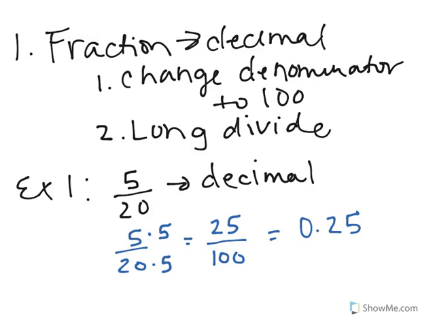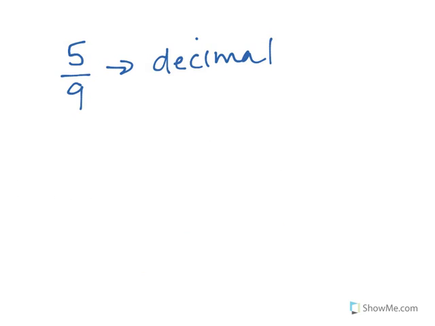Now my next example is if I had the fraction 5/9, and I need to change that into a decimal. Now my problem is that 9 is not a factor of 100, so I cannot do my first example on this one. I have to go to my second example. So I need to long divide. I'm going to say how many times does 9 go into 5? How many times does my denominator go into my numerator? So 9 goes into 5 0 times.